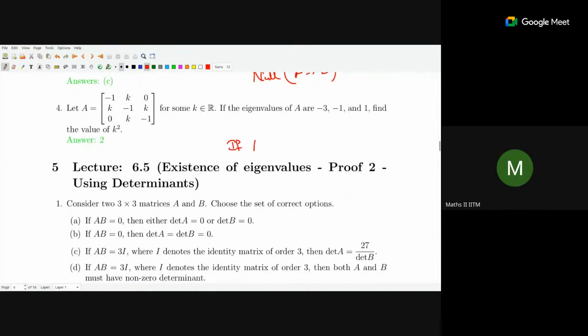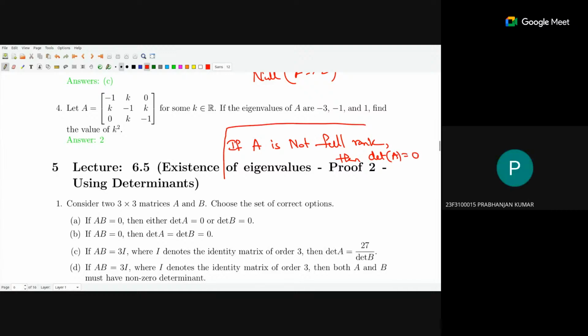If A is not full rank, then the determinant of A is 0. So you can use this.